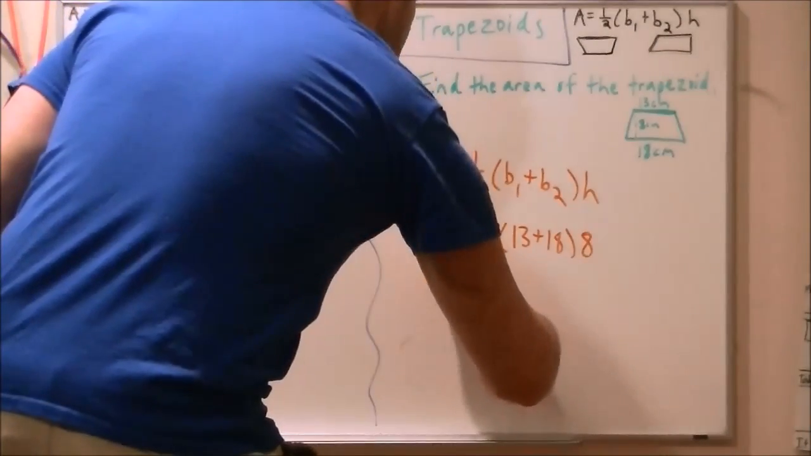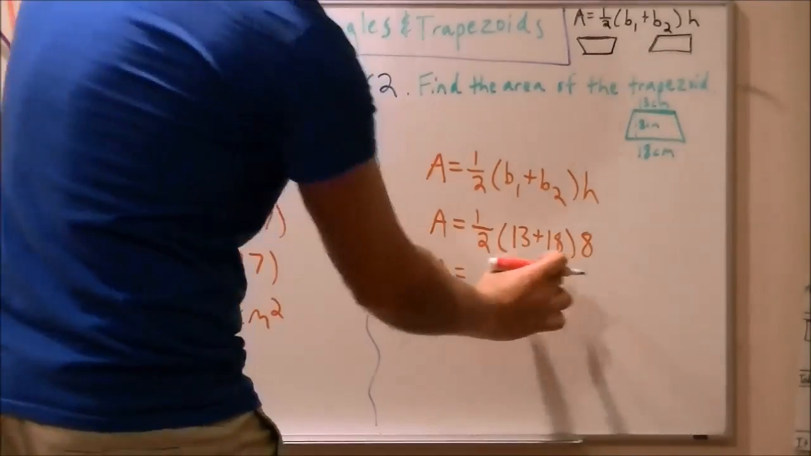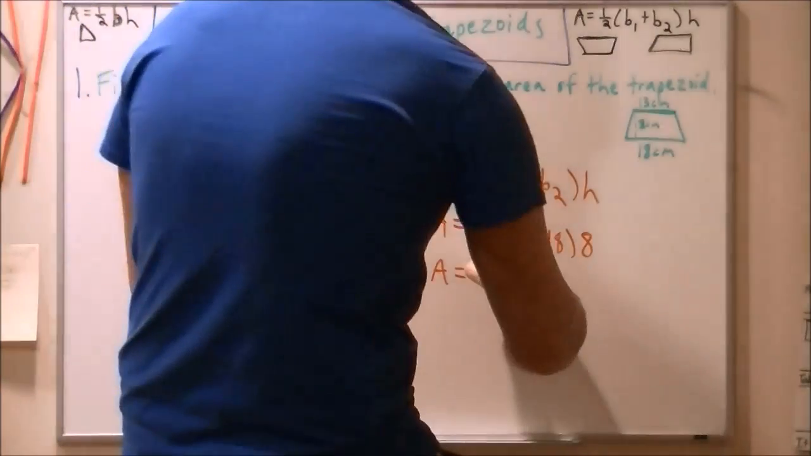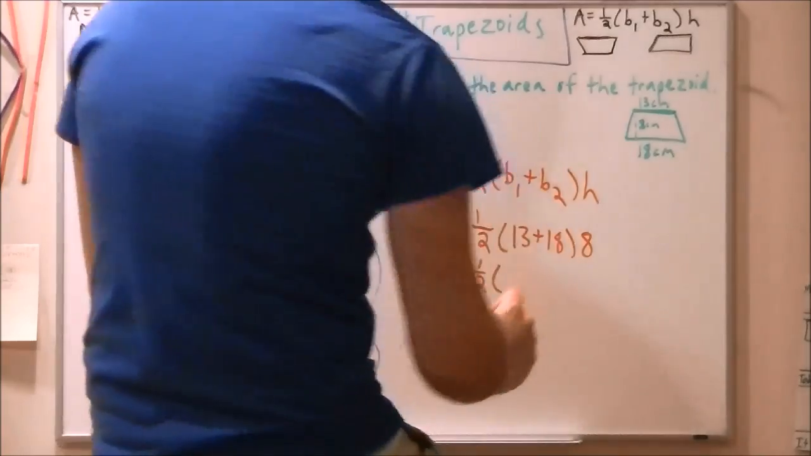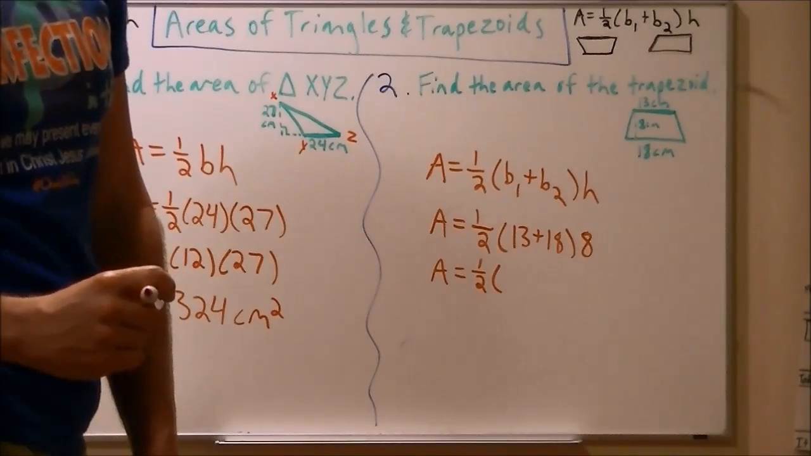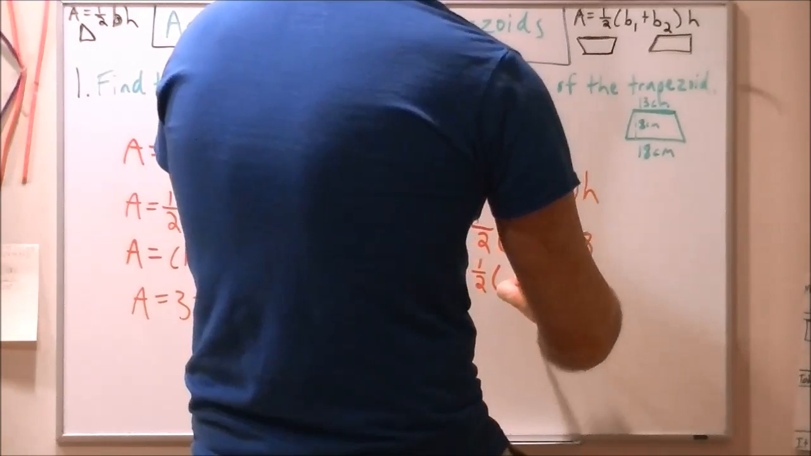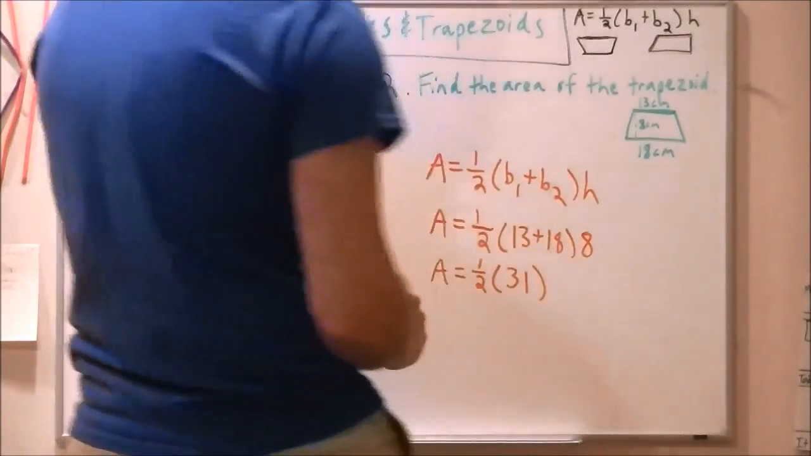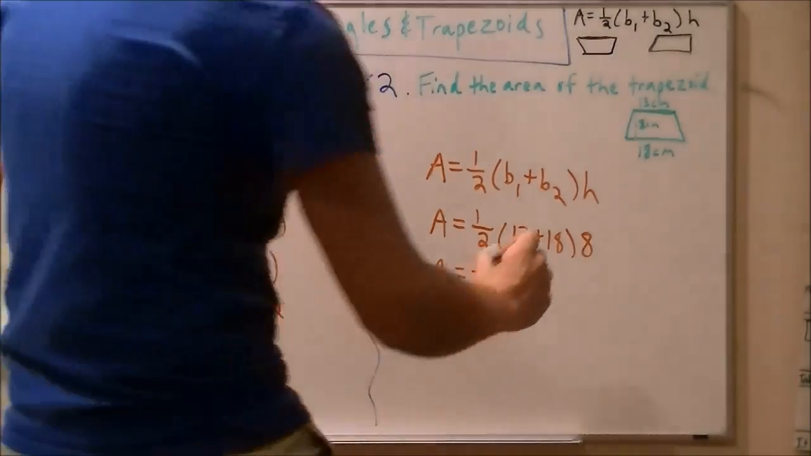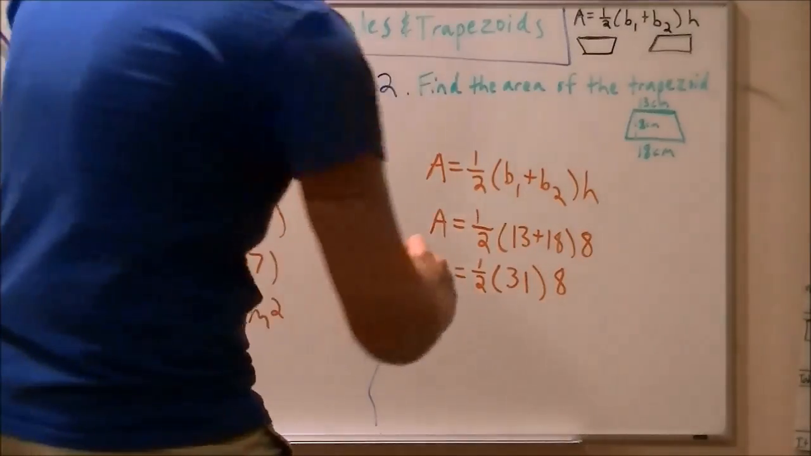Even though my 1/2 comes first, that's just being multiplied. And I have parentheses. And so I satisfy whatever's in the parentheses before I do anything. Keep my 1/2. Okay, what's 13 plus 18? 8 plus 3 is 11. 1 plus 1 is 2, but from the one that's carried is 3. So 31. 13 plus 18 is 31. Okay? And then I still have an 8 over here to the side.